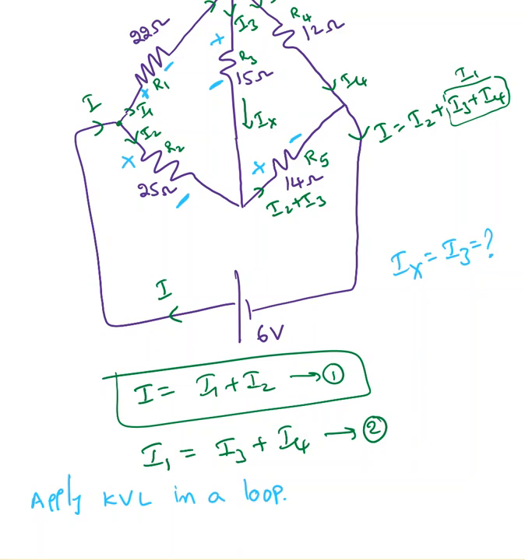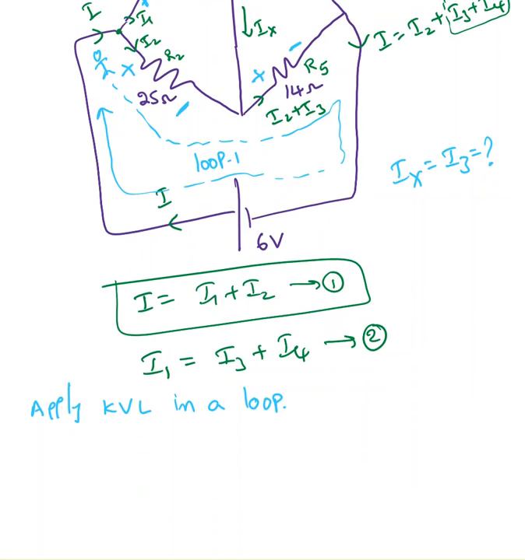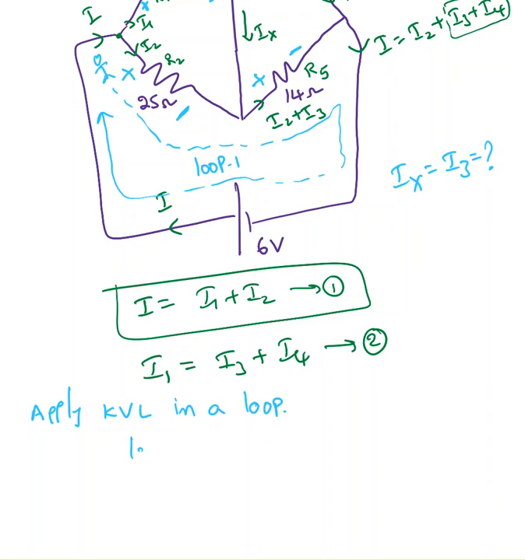The sum of the voltage drops and voltage gains must be equal to 0, or another way of saying it is voltage drop must be equal to voltage gain. So I'm going to start walking from here. I'm going to go this path and then go through the 14 ohm and come back here and then reach there. That's the loop. I'm going to label this as loop 1. So apply KVL in loop 1.